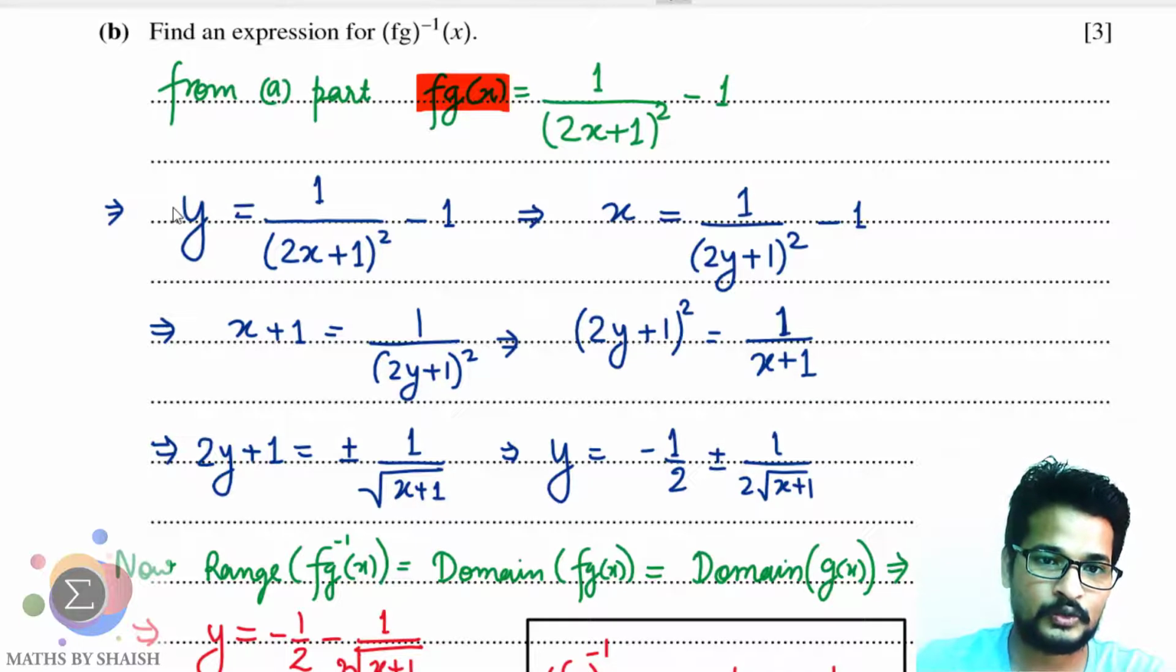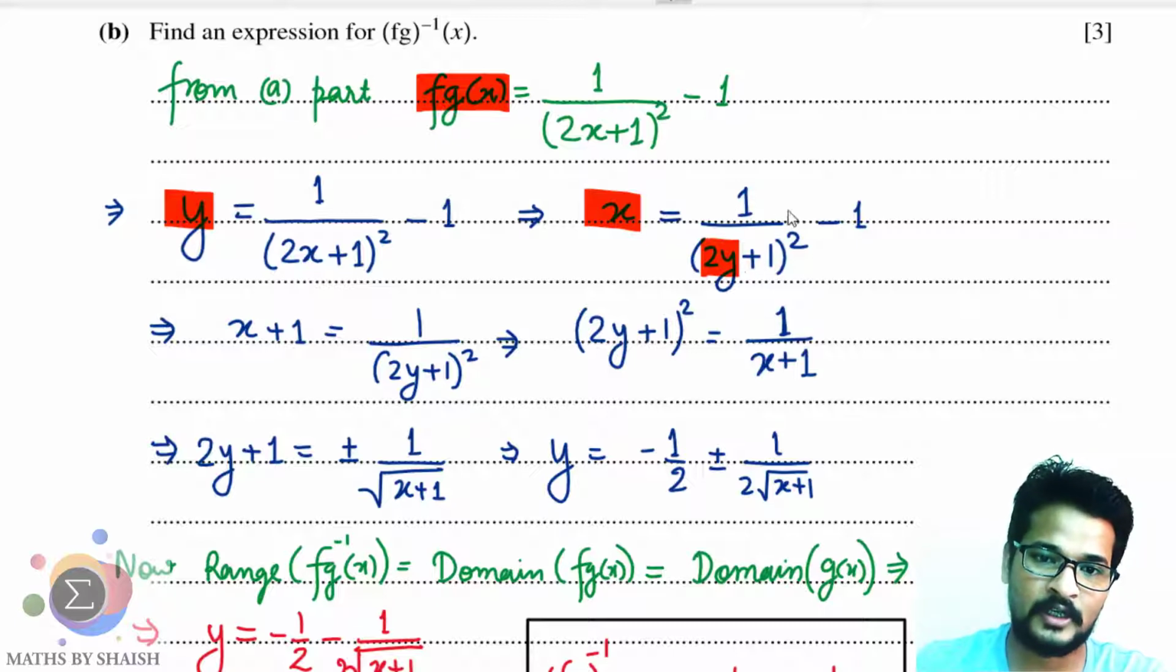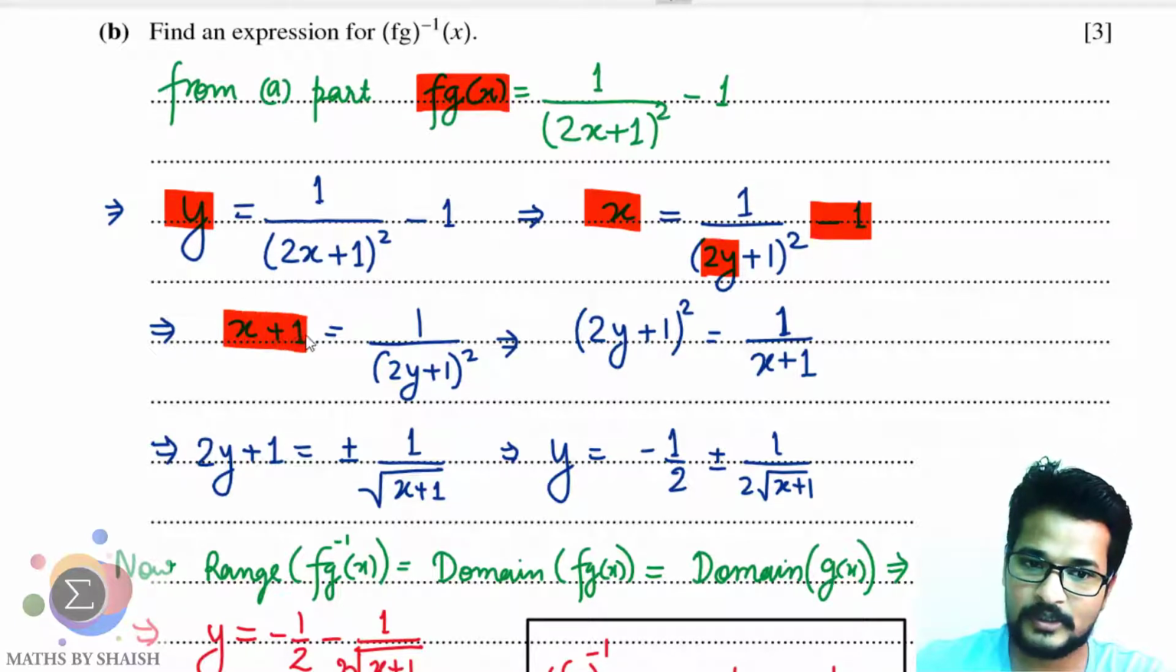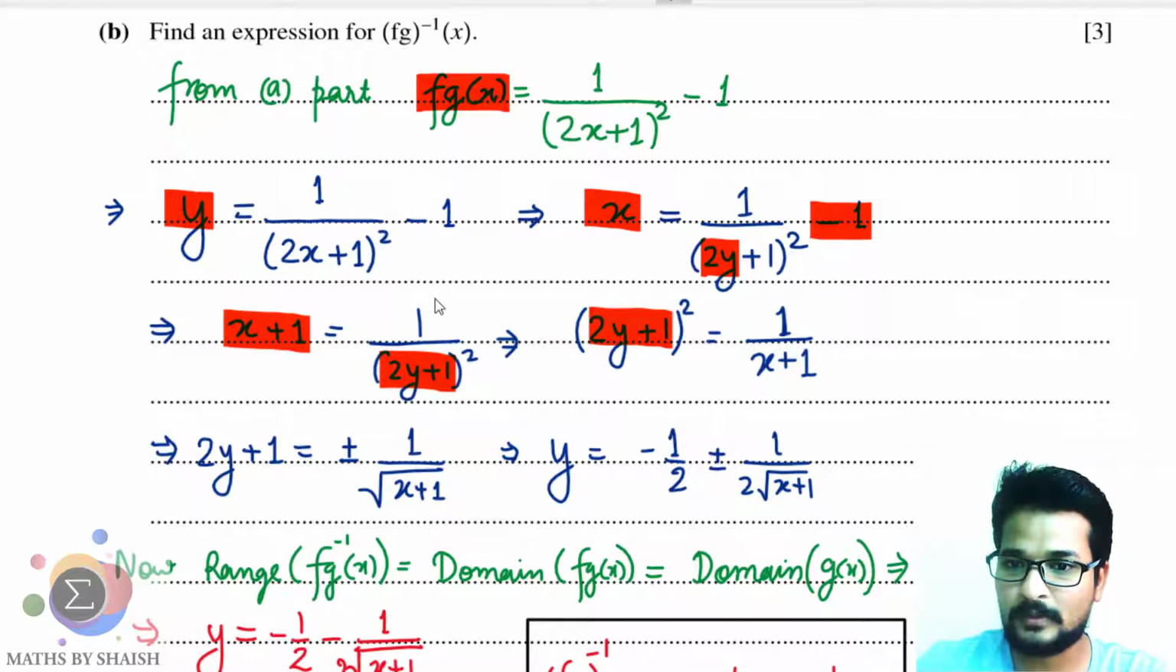So it's better to make this y, and then we get this function. Interchange x by y and y by x, and we get this. Now in order to find the inverse we will make y the subject. The better thing is to send the minus 1 here. We get x plus 1 equals 1 upon (2y plus 1) whole squared, and then cross multiplying we get (2y plus 1) whole squared equals 1 upon x plus 1.